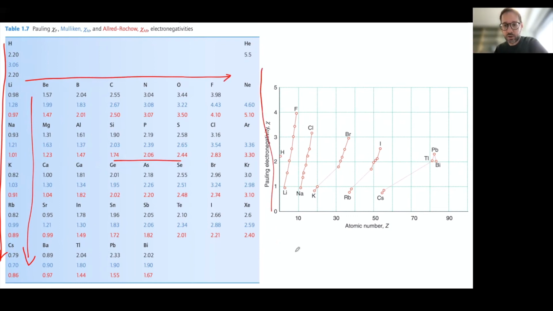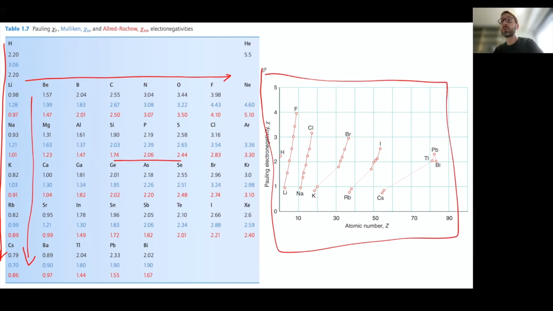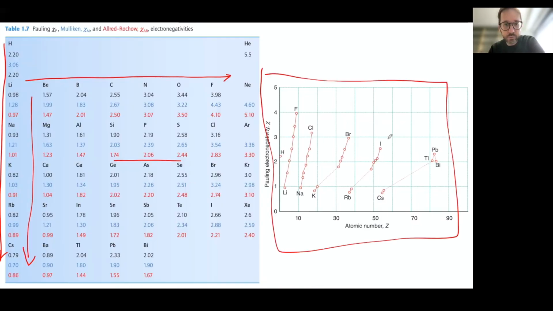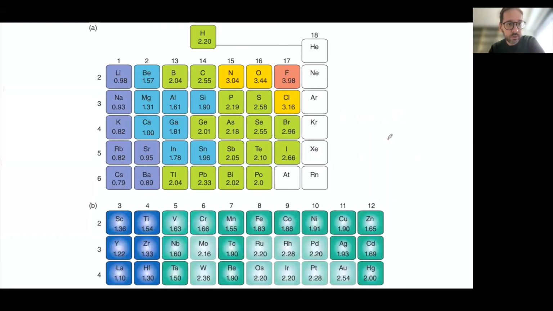And this can also be expressed by this kind of diagram, which makes it very clear. And here we also have this representation with the values of electronegativity for the different elements. So here I believe we are referring to the Pauling electronegativity in this case.